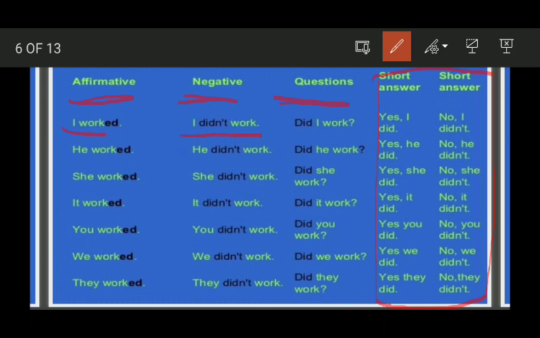Here you can see one change in the base form of the verb. In the affirmative sentence we have used the second form, while in the negative sentence we have used the base form of the verb. There is no addition of ed or d, but we have added did not. And third, the interrogative sentence, did I work? Did I work means helping verb first, subject second, and then the main verb third. In the same way, all the examples have been written here. He worked, he did not work, did he work? She worked, she did not work, did she work?